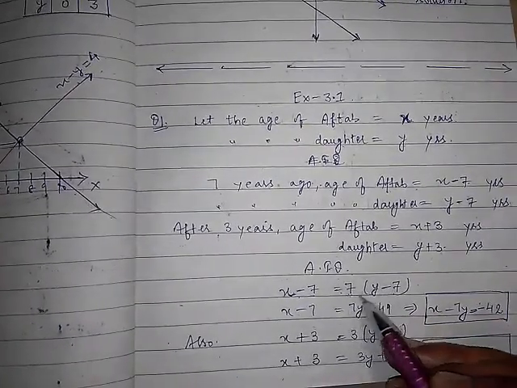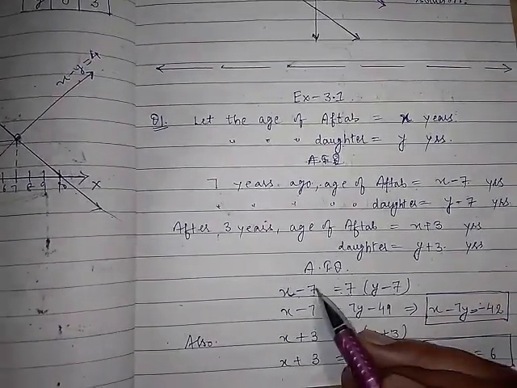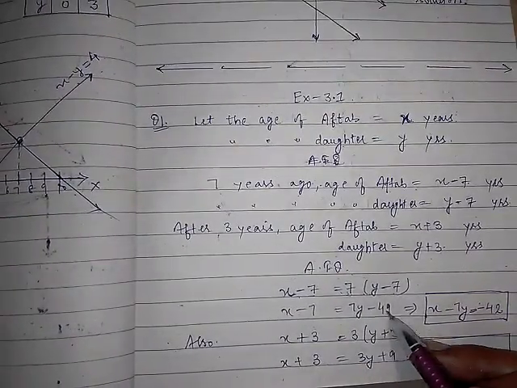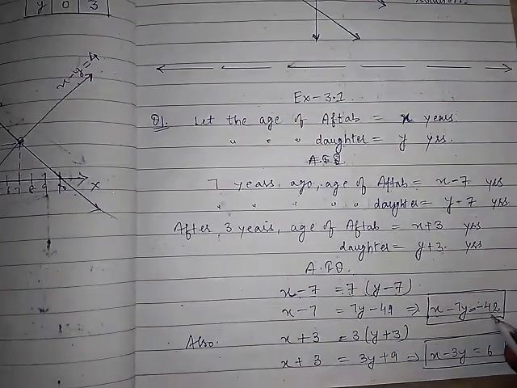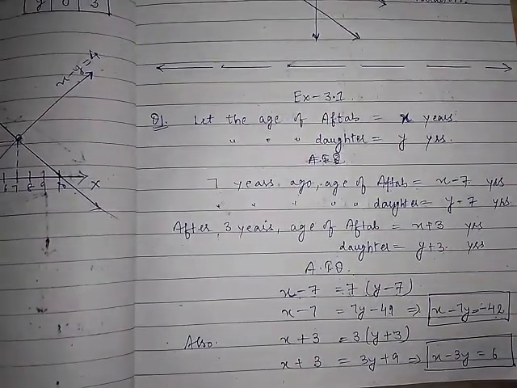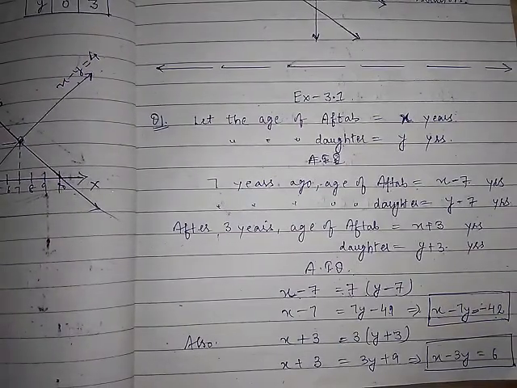7 times means 7 multiply. So from here, after solving this bracket, 7 into y, 7y, 7 sevens are 49. From here you will get one equation in two variables, that is x minus 7y is equal to minus 42. You can give it equation number 1.